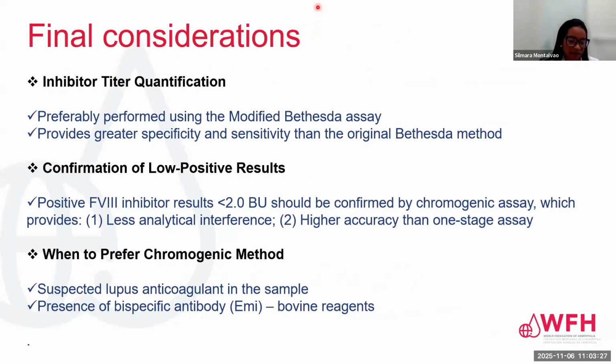To point out the take-home message: we need a modified Bethesda assay to detect inhibitors. This is better than the original Bethesda method because it has better specificity. When you have low positive results, if you have a chromogenic assay available, it can help your routine. And you need chromogenic assays when you want to detect inhibitors and the patient is treated with emicizumab or other bispecific antibodies, or when you also suspect lupus anticoagulants.